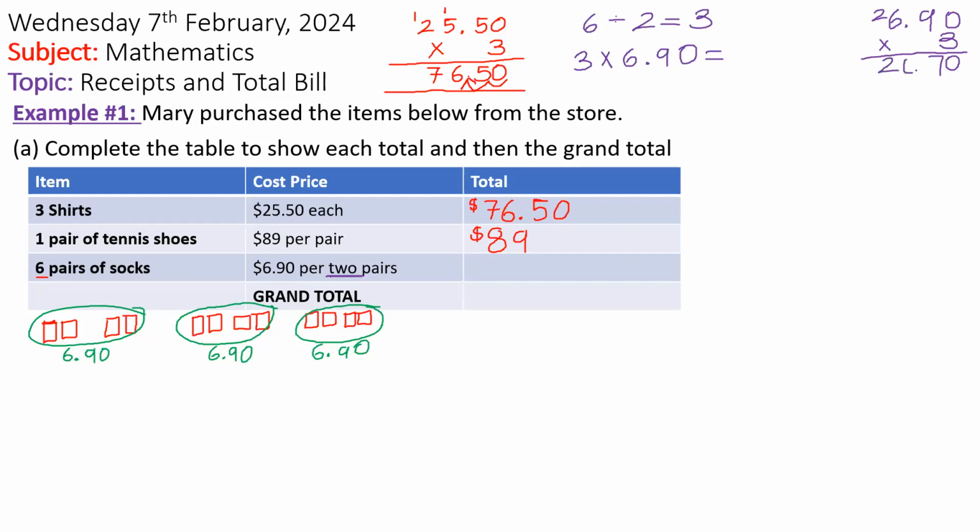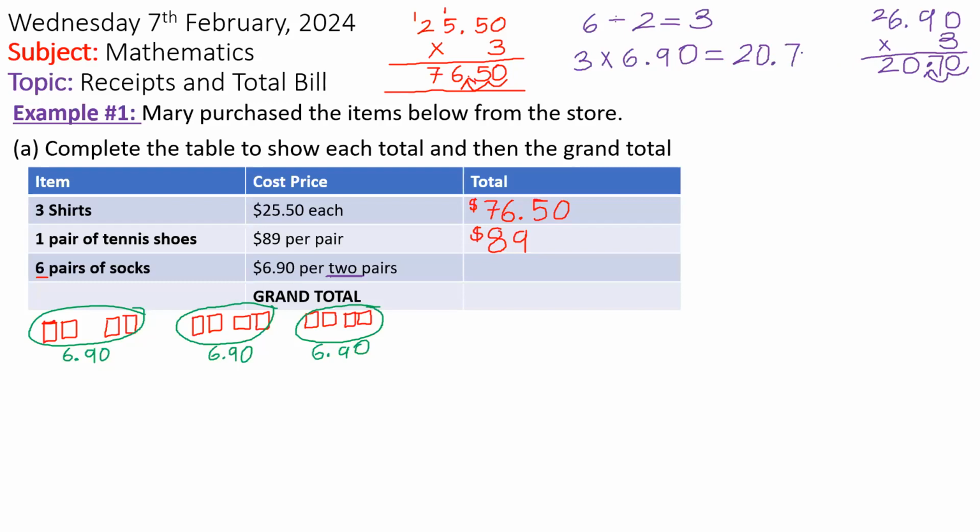So it's going to be 20, and we have to put a decimal point 2 places over, because there are 2 numbers behind the decimal point. So it's going to be 20 point 70. Yes, $20 and 70 cents. So $20 and what?